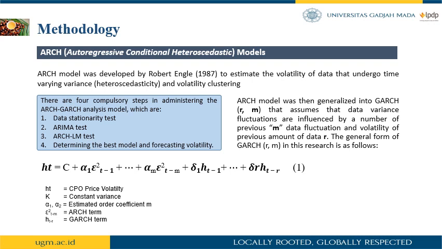There are four compulsory steps in administering the ARCH-GARCH analysis model, which are first, data stationary test, and then ARIMA test, ARCH-LM test, and then determining the best model and forecasting volatility.